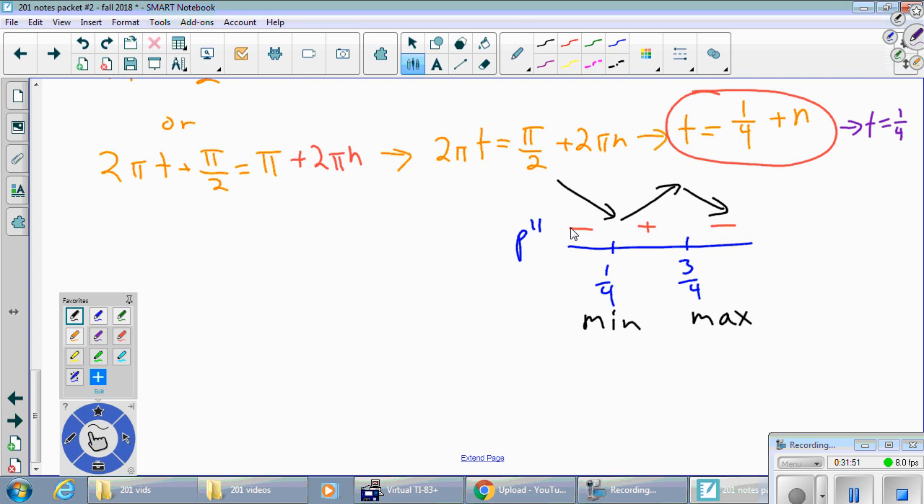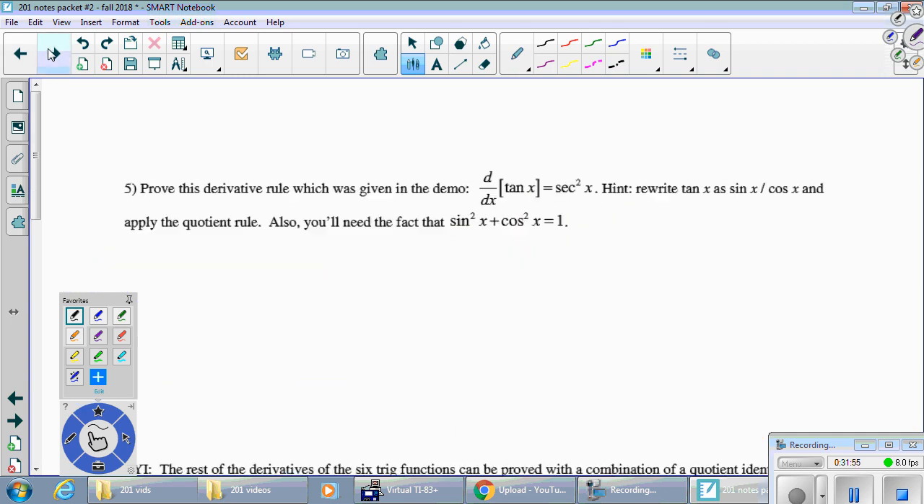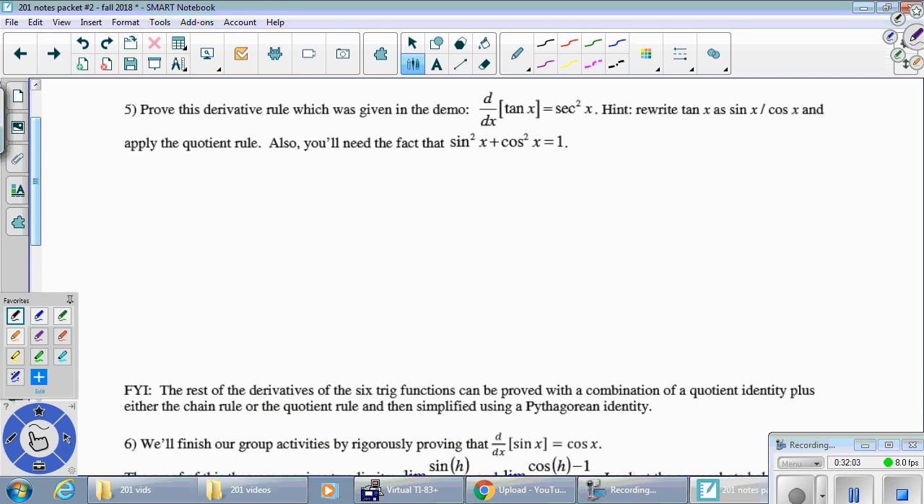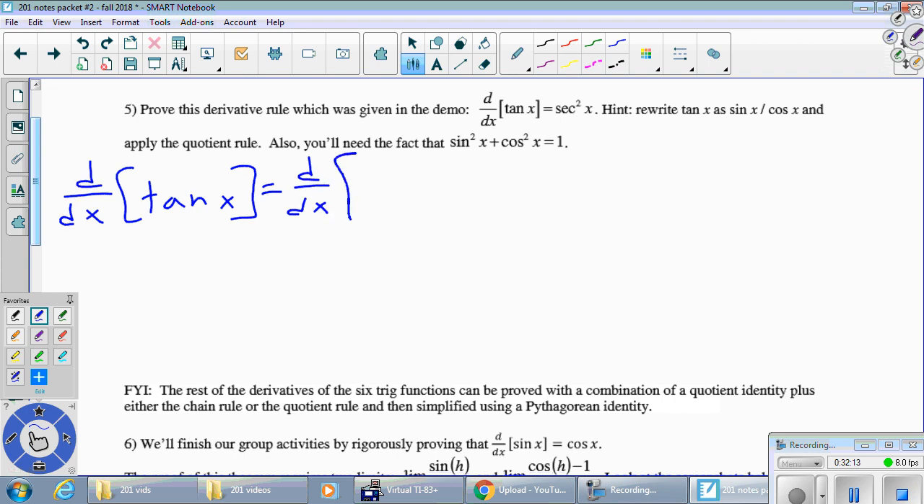Okay. All right, so on the next page, we're going to prove this derivative rule using some trig stuff. Hopefully we still know. Okay, we're going to prove that the derivative of tan is secant squared, and the hint is to rewrite tan as a quotient of two other trig functions. And we know that tan is really sine over cosine. That's just a pre-calc thing, no calculus.